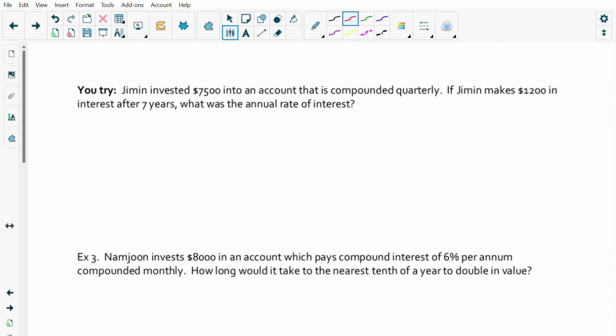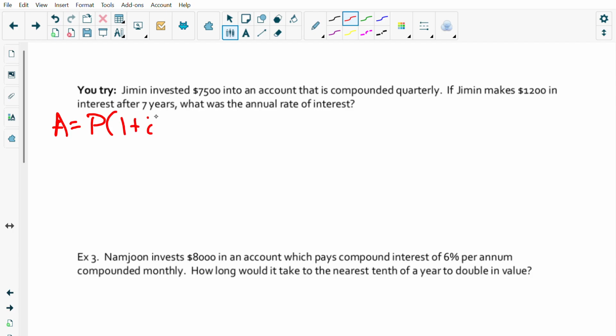Okay, you try. I'll pause here, give it a try, and then unpause the video, see how I do it. Okay, I'm back. Jimin invested $7,500 into an account that is compounded quarterly. If Jimin makes $1,200 in interest after 7 years, what was the annual rate of interest?